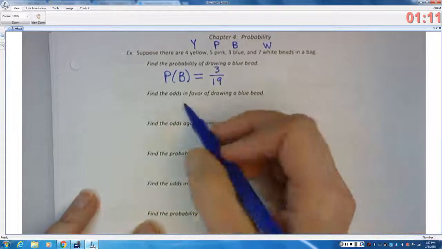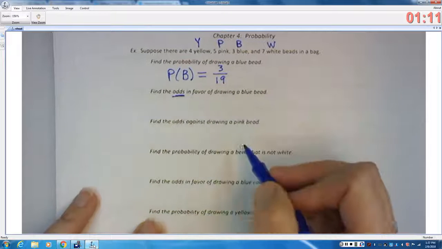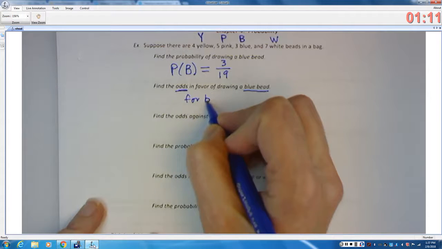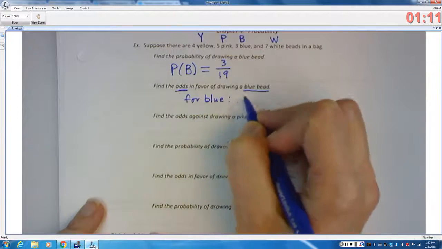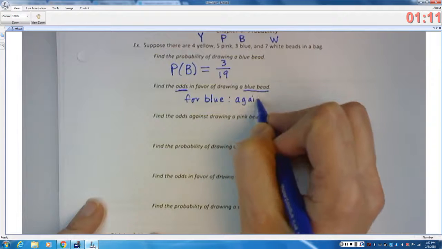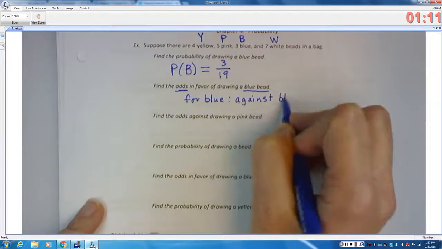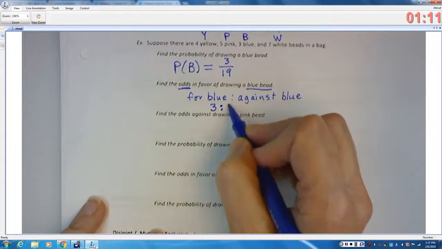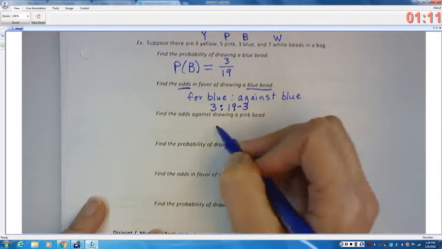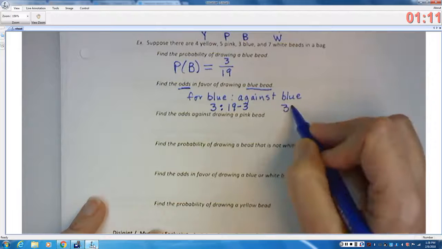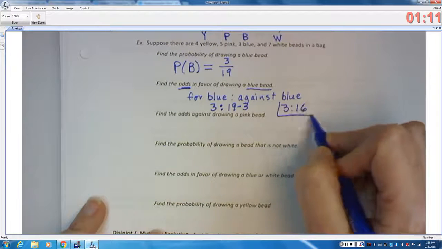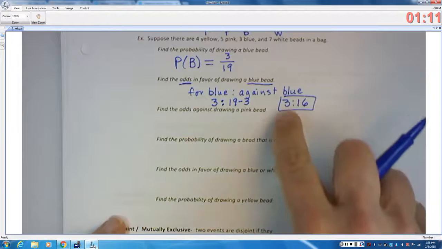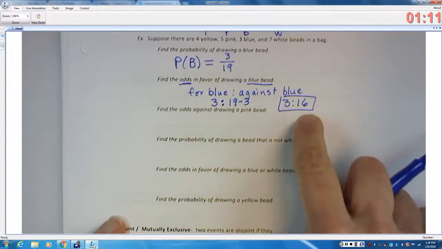Find the odds though now in favor of drawing a blue bead. That's 4 blue, the ways you can pick a blue, and against picking a blue. So you'll have 3 ways to pick a blue and 19 minus 3 to not pick a blue. So that's 3 to 16. The odds in favor of picking a blue bead are 3 to 16, not 19.